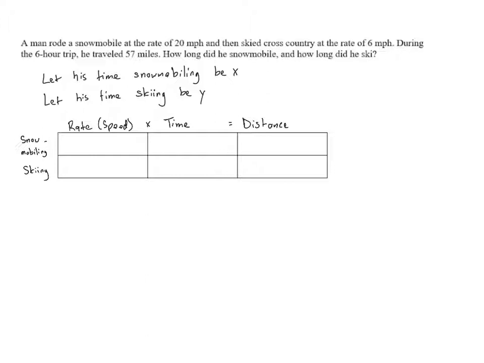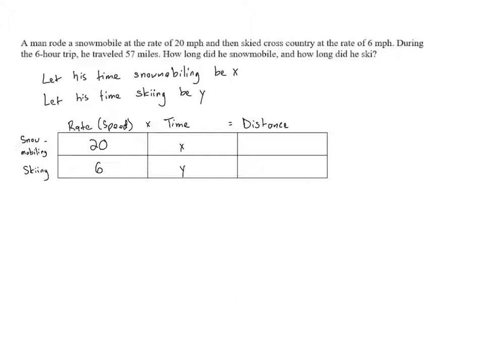All right, so the rate or the speed for snowmobiling, it's not x. In this case, they give us the rate. They say that he rode a snowmobile at the rate of 20 miles per hour. So this is just a constant, 20. The rate or speed for skiing, we're also given, that's 6. In this case, it's the times that are the unknown. The time he spent snowmobiling, we said, was x, and the time skiing was y.